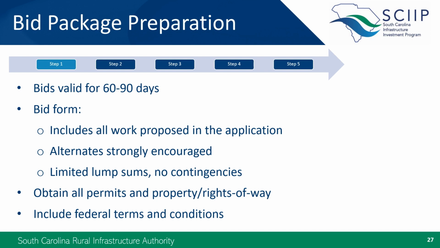It should include all the work that was proposed in the approved grant application. If there's a need to change the scope of the project, you'll need to discuss the possibility of a grant amendment with your grant manager. This is covered in more detail in the grant administration section.